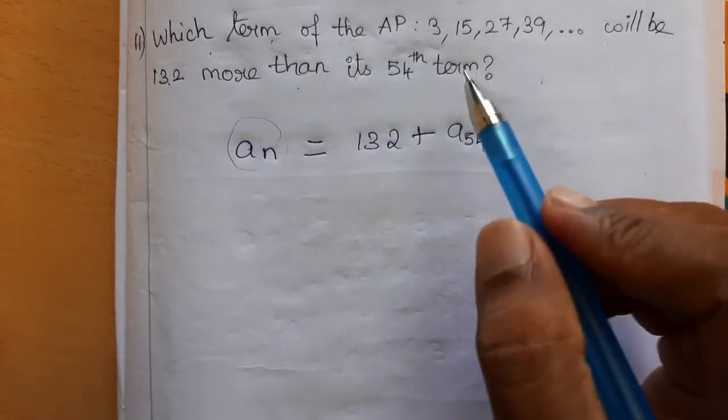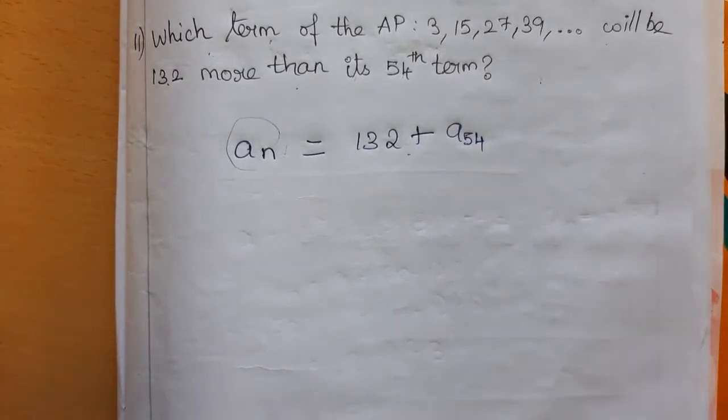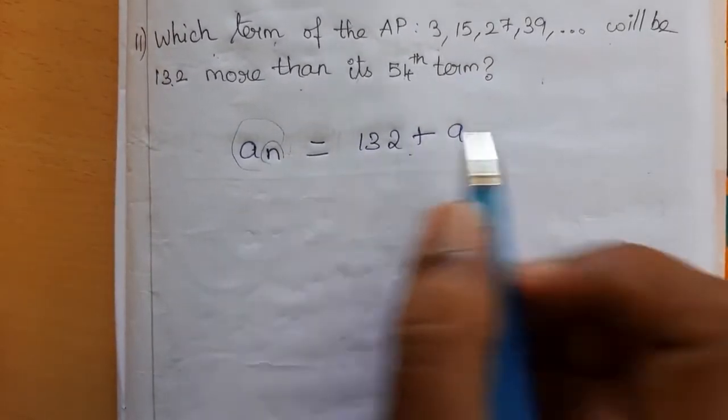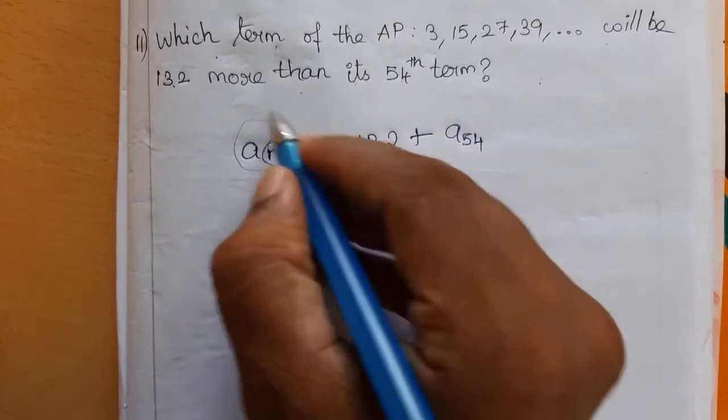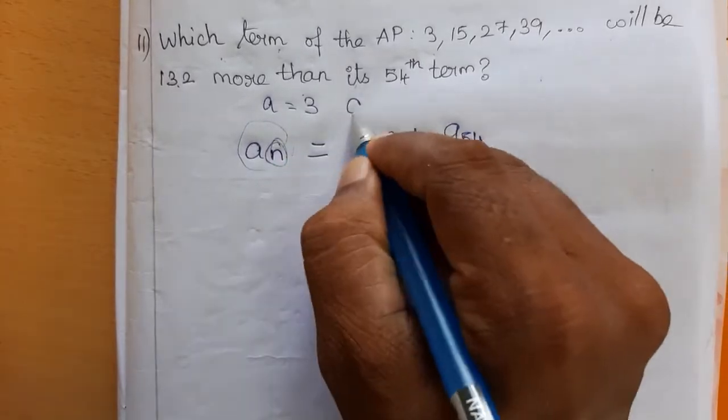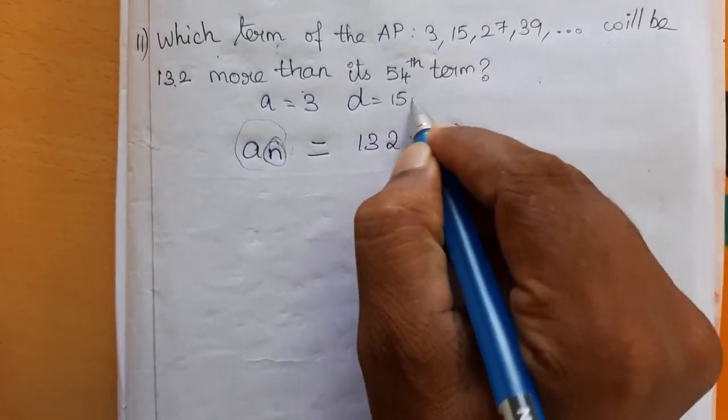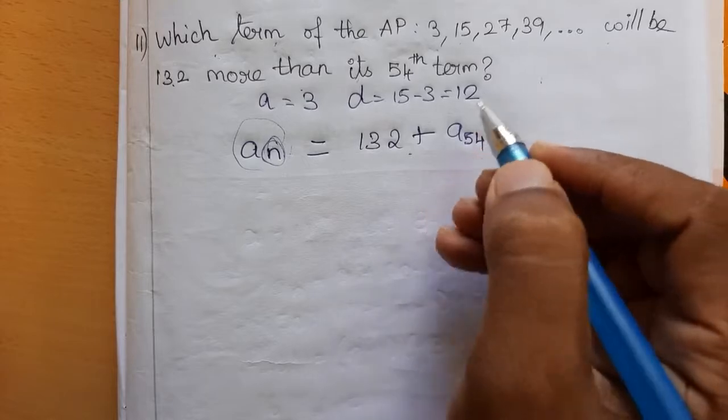That's it. So from this you find what is the a and d. Just substitute here. You will find a n. What is this n? Which term? Term means the number of the term, n. Clear? So what is a? a is equal to 3 and d is equal to 15 minus 3, which is equal to 12.